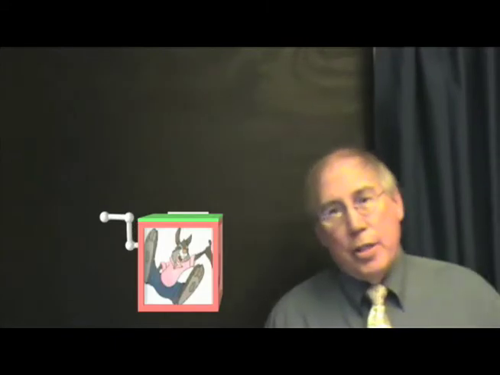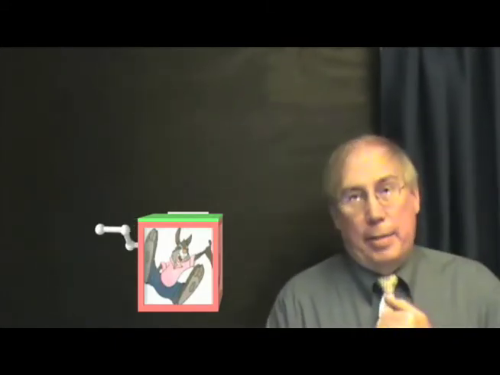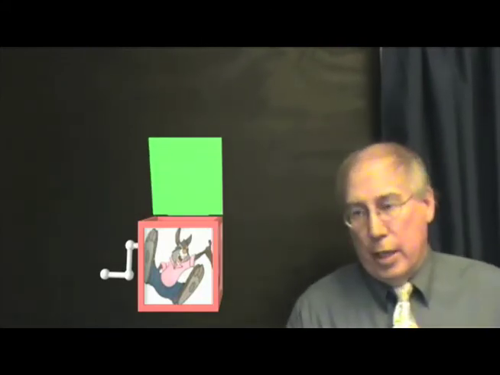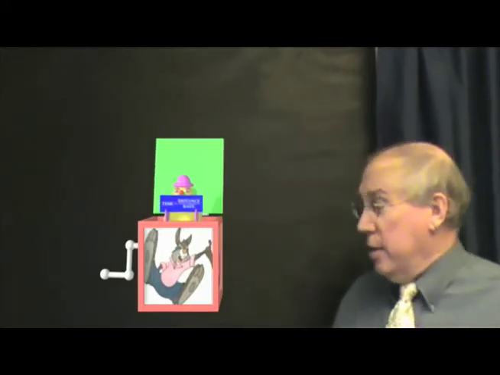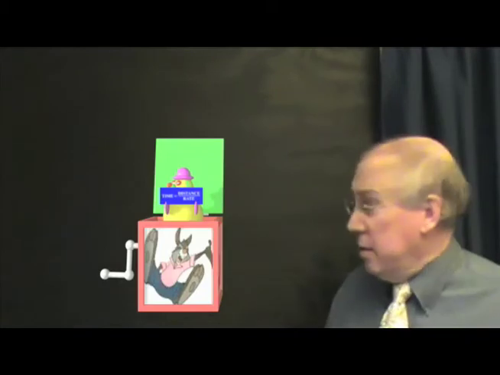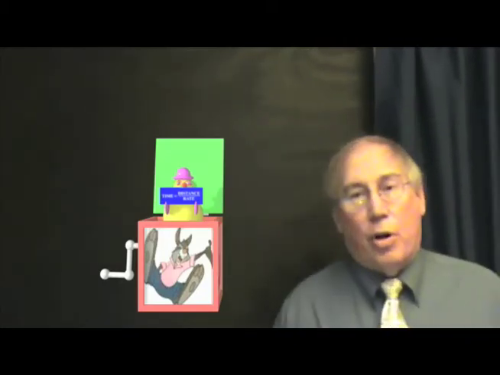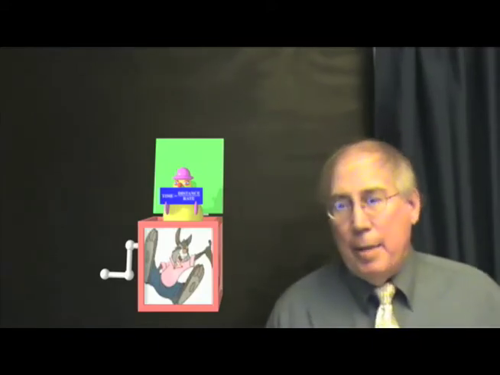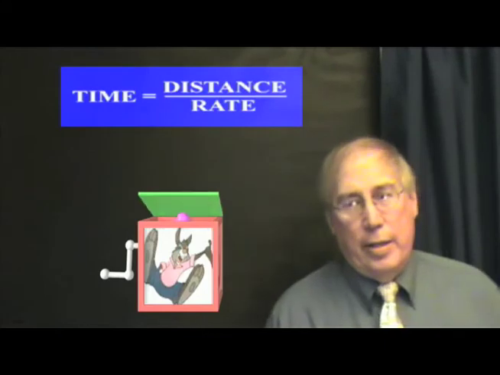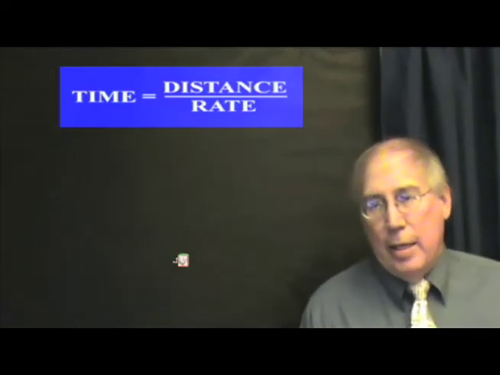Now, let's take that same formula, distance equals rate times the time. This time, let's look at time. Let's see how we can solve for time. Dirac has solved it for us. Time equals distance over rate, or we could say t equals d over r.